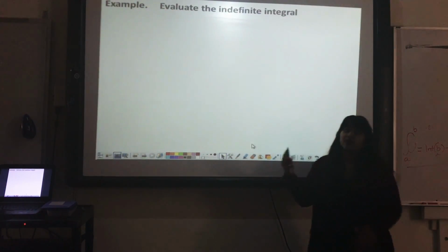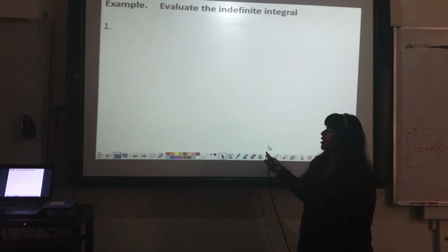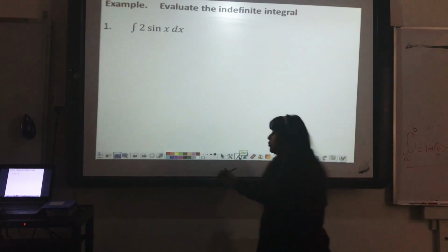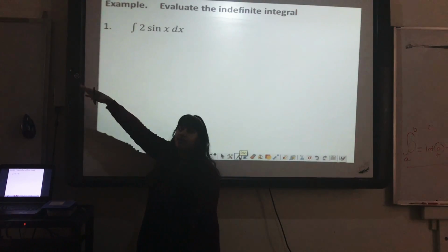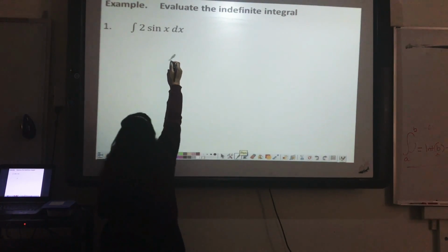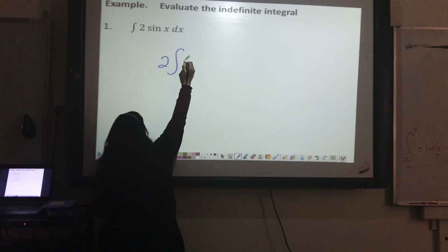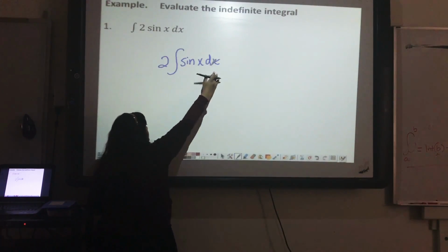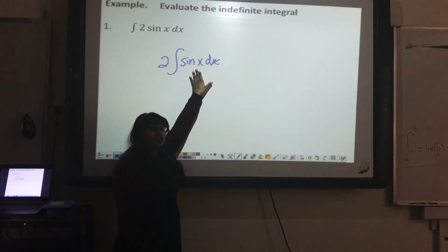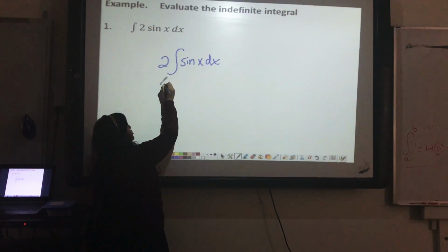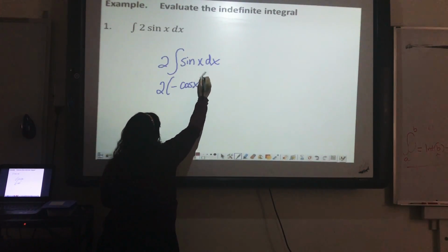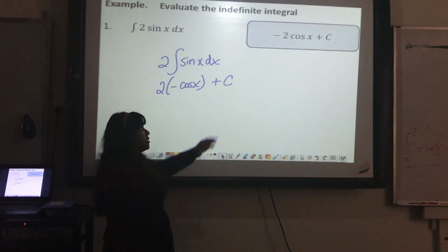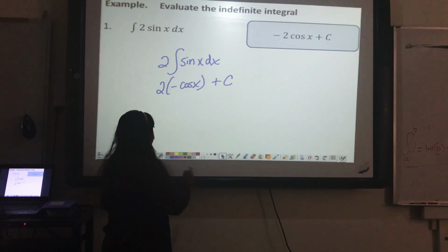Okay, so let's evaluate a couple of these indefinite integrals using our trig. The first one is the integral of 2 sine of x. That's a pretty simple question, because we're going to take out that constant multiple and then integrate. So I would have 2 times the indefinite integral of sine x dx. I know the integral of sine x is negative cosine x. So this becomes 2 times negative cosine x plus c. And if I distribute that 2 in those negatives, it becomes negative 2 cosine x plus c.